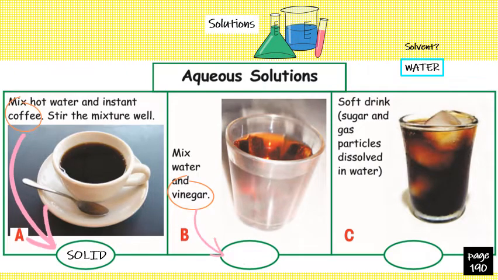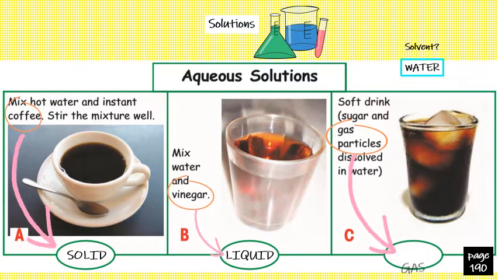Vinegar is a liquid. Okay? And in the third case, we put some sugar. We added sugar to the water. We added gas particles to the water. So we add something that is gas to the water and we made it dissolve. So a solute can be a solid, a liquid, or a gas.